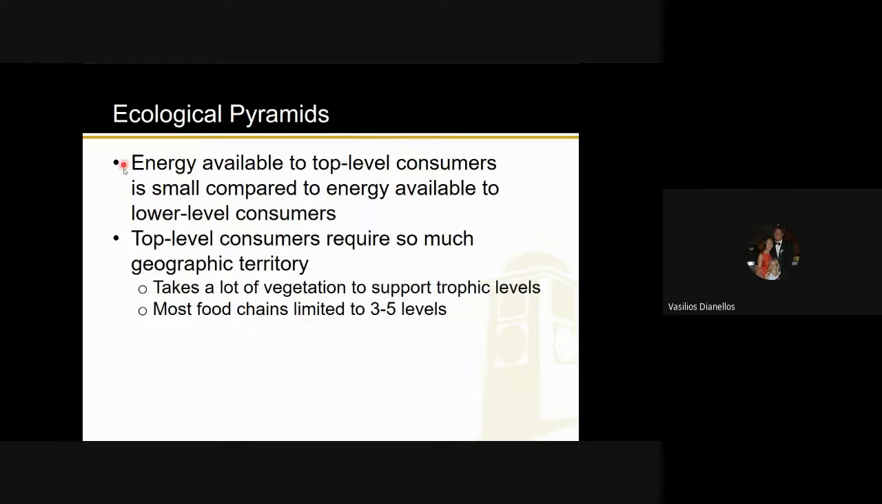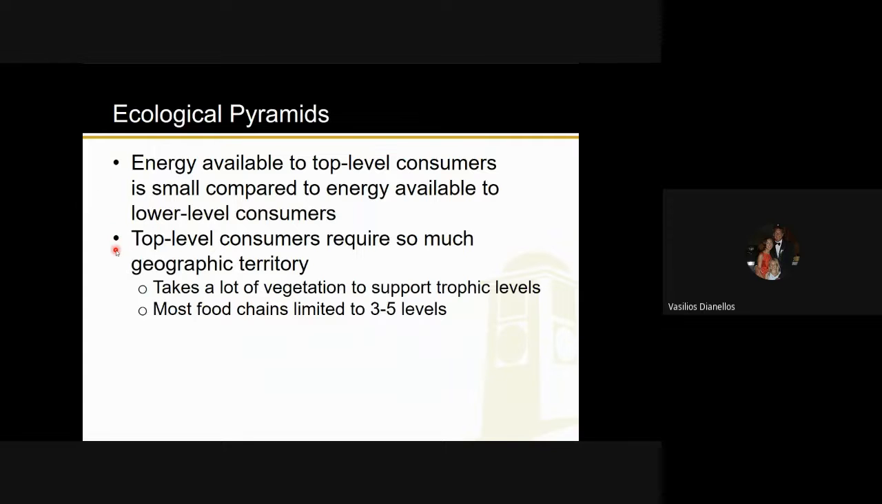Basically this is what I was saying, but it's in writing. The energy available to the top-level consumers is very small compared to the energy available to the lower-level consumers. So we humans, being top-level consumers, have much less energy, biologically speaking, available to us than a grasshopper would.